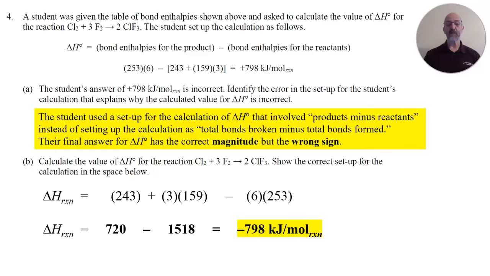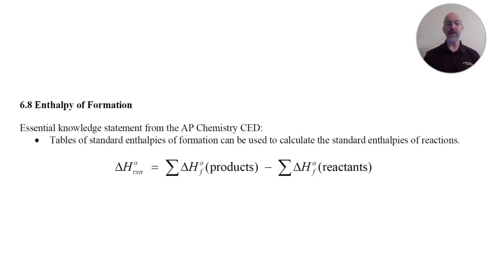So the correct setup would be bonds broken minus bonds formed, and the correct answer is negative 798 kilojoules per mole of reaction. Well, I hope that all makes sense to you, because now it's time to move on to the review for topic 6.8, enthalpy of formation.